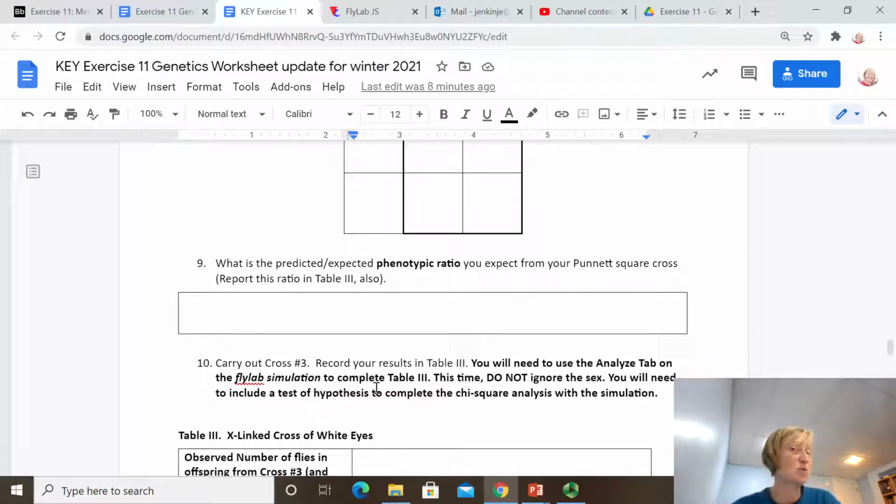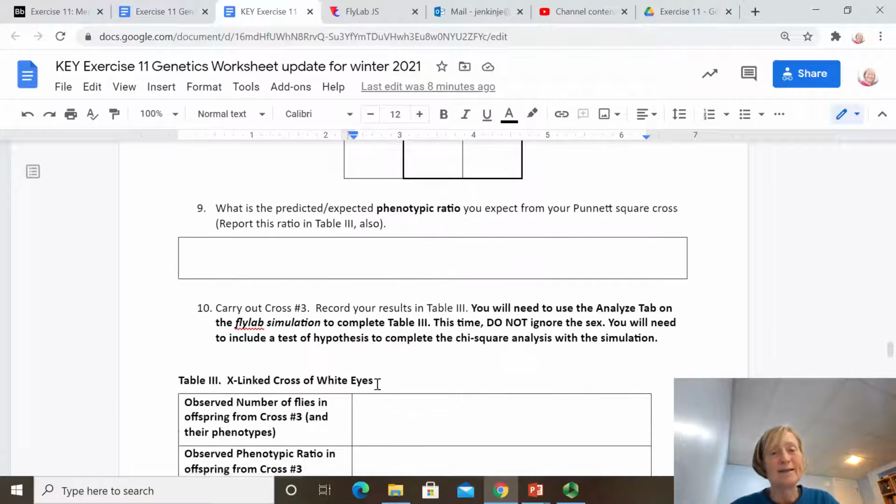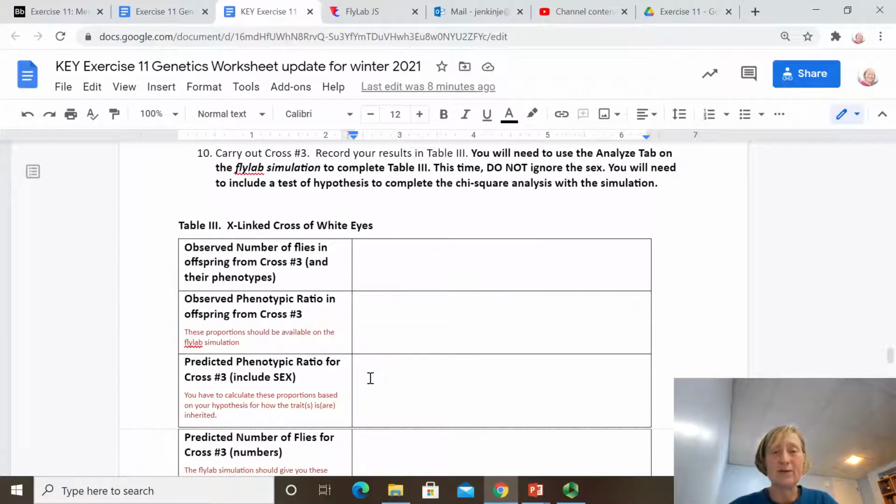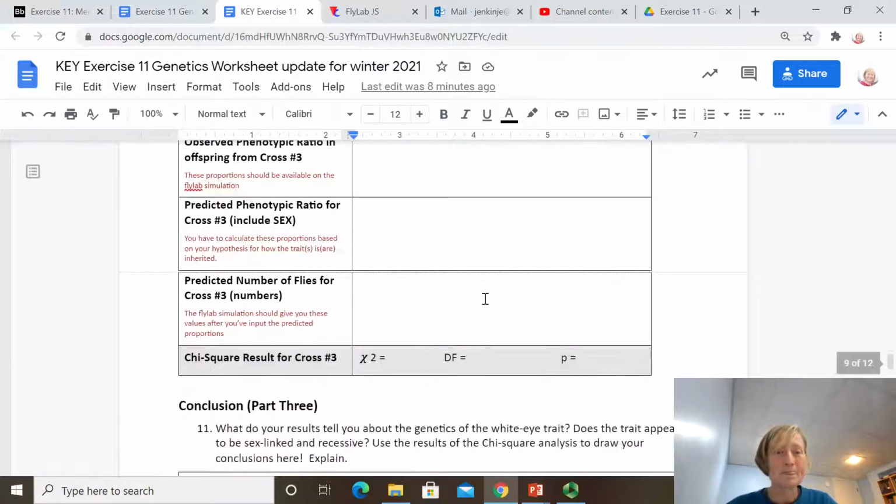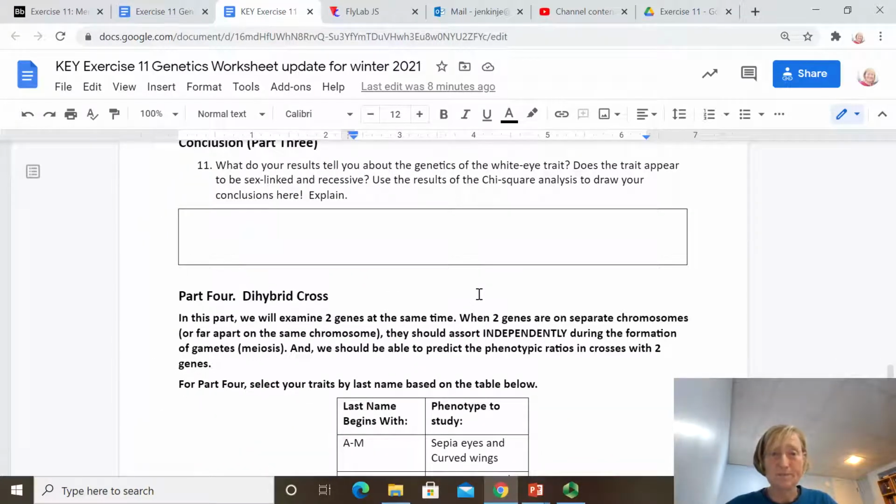You're going to carry out the actual cross on a flylab simulator again, and do the chi-square analysis to compare your observed data from the simulation with what you predicted from your Punnett square up above. All right, you will not ignore the sex this time. So we're going to have to pay attention to the sex. If you have questions about this, I will be in my office hours, and I can help you during office hours. Okay? And then you have to draw a conclusion.